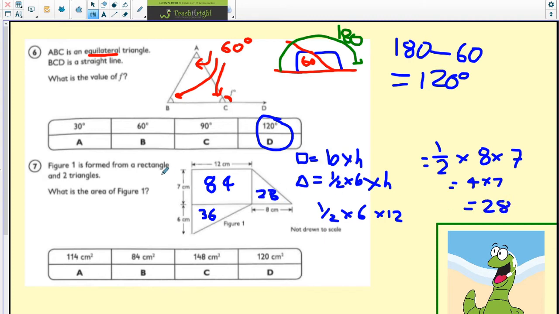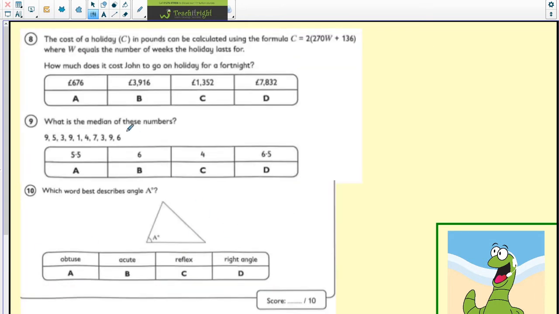So now, final answer for number 7, just add up the areas, this area plus that area plus the third. And that's going to be 148 centimeters squared. I would do that, I would add your 6 and 4 to get 10, and then add the 30 on, and add the 28 on. Right, last page, last few questions.